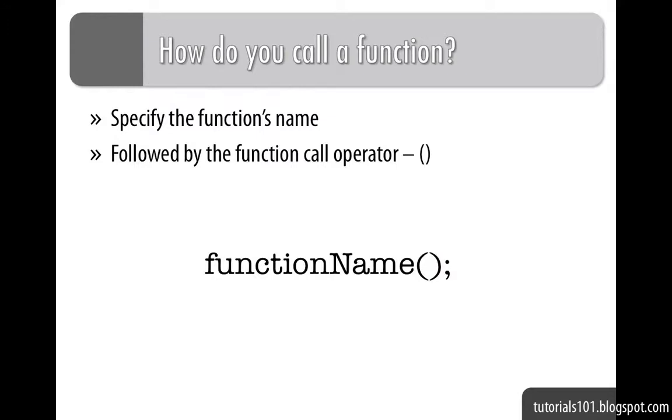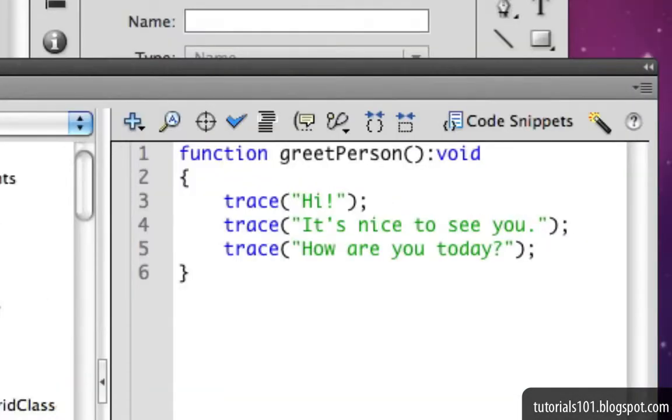Let's take a look at an example. Here, I've got a couple of trace statements enclosed within a function. Here's the function keyword. This is the function name, which is greetPerson. We don't have any parameters, so this part is empty. And our function is not going to return anything, so I'll be using a return data type of void. Lastly, here's the function body made up of 3 trace statements.